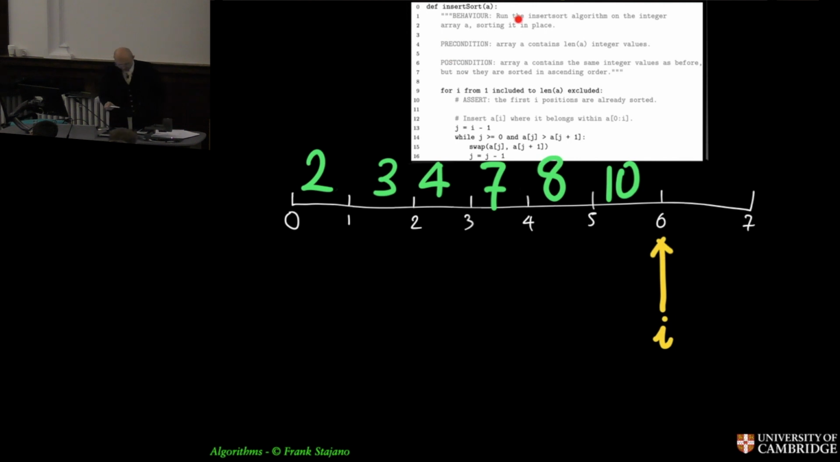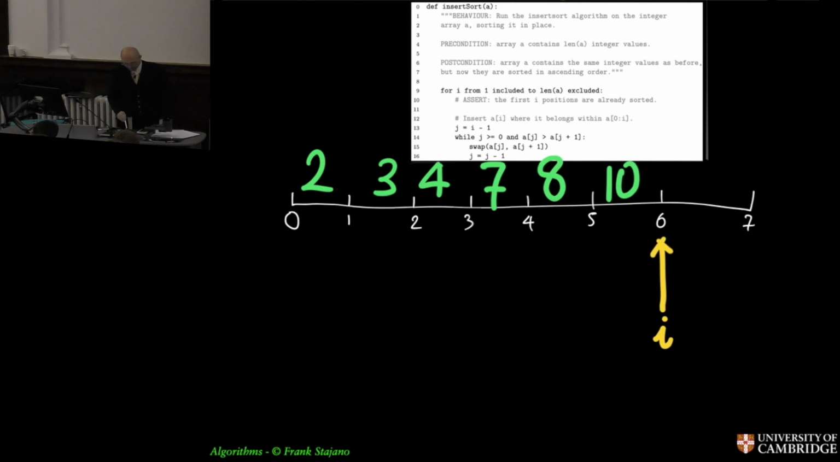One is behavior. What does it do? Run the Insertsort algorithm, which we've explained, on the integer array A, sorting it in place. So this is in the context of a thing that explains how Insertsort works, and it's a well-known thing. I don't have to explain it any further in here, but otherwise, in a generic program, you would give details on what actually your routine does.